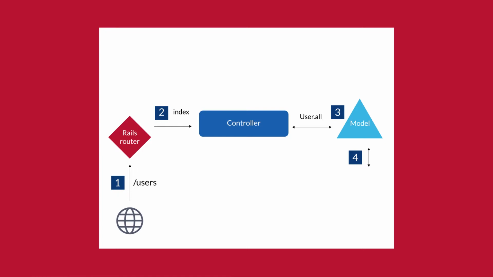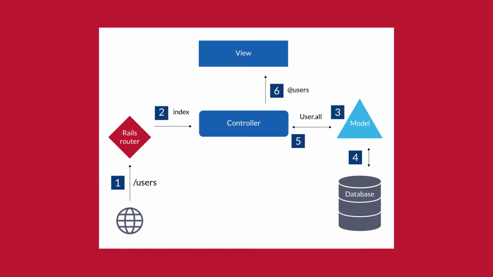The user model pulls all of the users from the database. The user model returns the list of users to the controller. The controller captures the users in the users variable, which is passed to the index view.